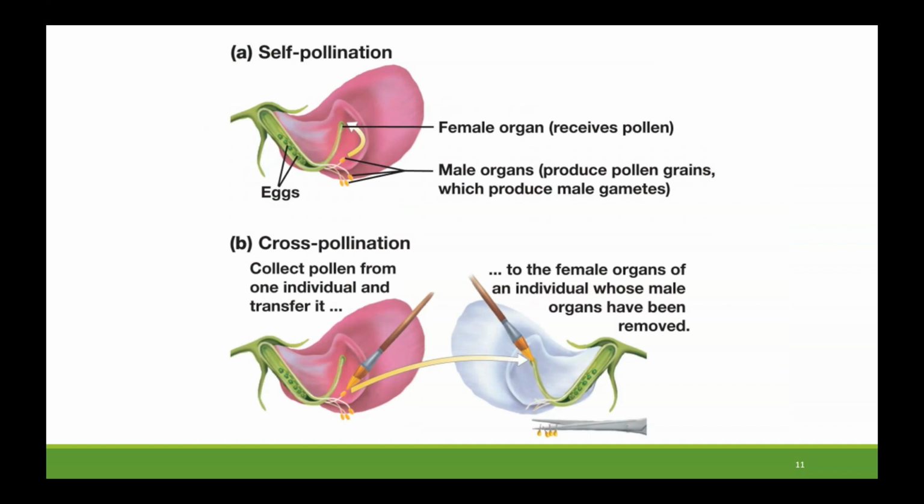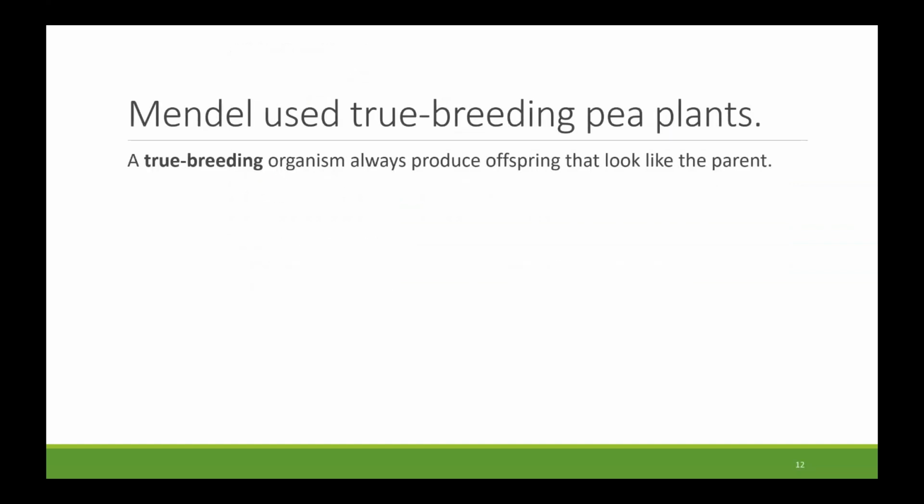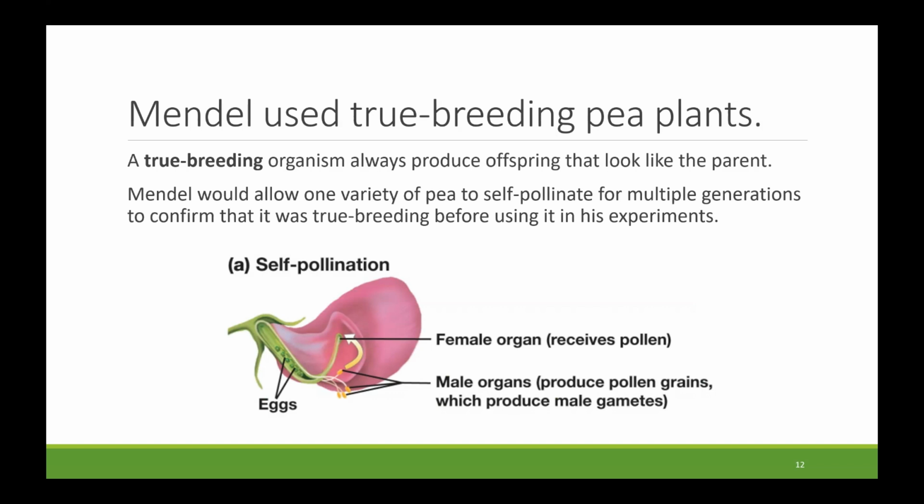In all of his experiments, though, Mendel always started with true breeding pea plants. A true breeding organism is one that always produces offspring that look like the parent. So to guarantee this, Mendel would allow one variety of pea to self-pollinate for multiple generations to confirm that it was true breeding, meaning to confirm that it always produced offspring that looked like itself, before he would use it in his experiments.